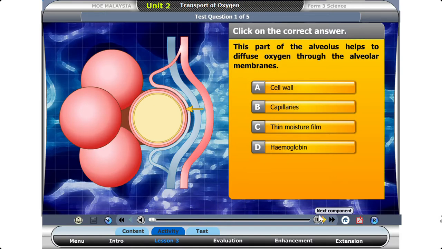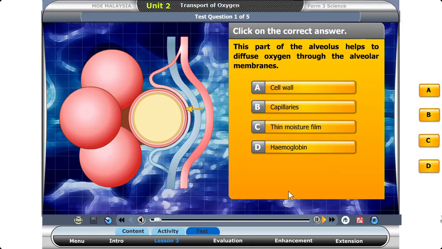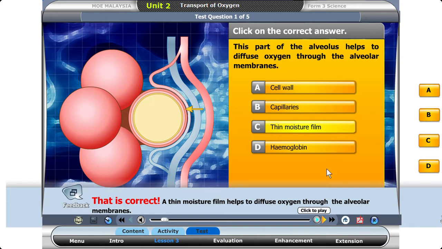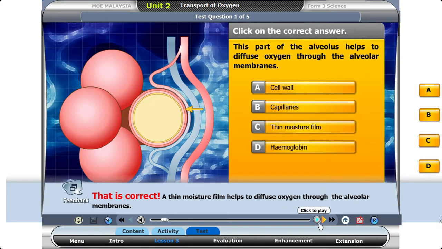Click on the correct option. This part of the alveolus helps to diffuse oxygen through the alveolar membranes. A thin moisture film helps to diffuse oxygen through the alveolar membranes.